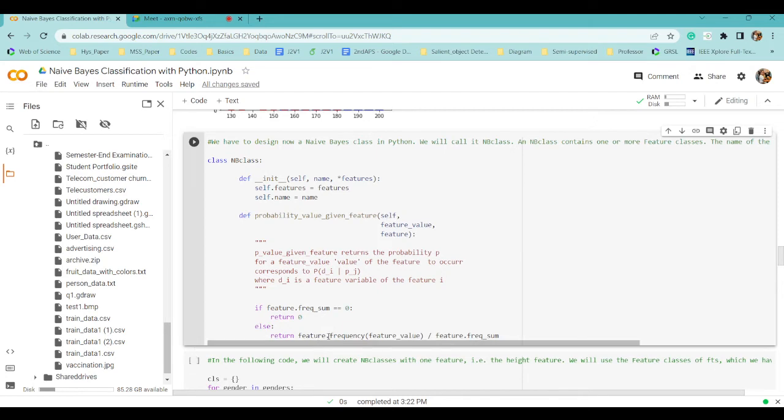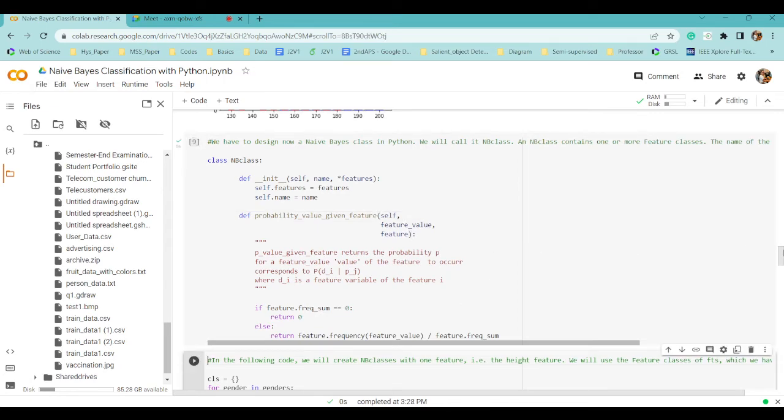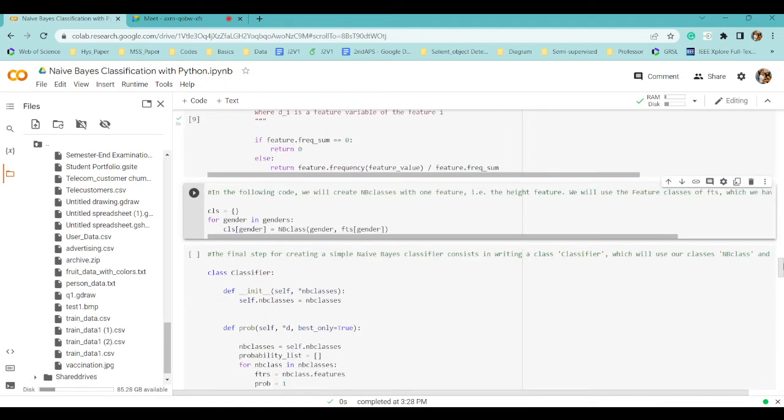So what are we calculating? We are calculating the frequency of the feature value, and we are calculating the sum of it. So that is what probability is, right? The event to be occurred divided by the total number of events. So in simple terms, it is the same thing. Okay. So my NB class has been initialized.